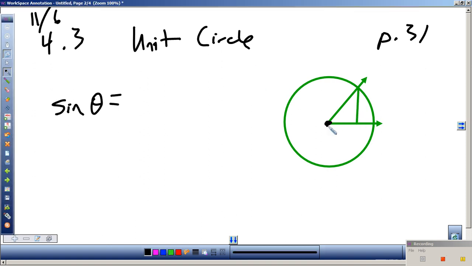And if this is the origin, and this is my angle theta, if we went to this position here, let's call that position the point x comma y. So some x comma some y. Everybody with me so far on that? Yeah, this point right here is x comma y.